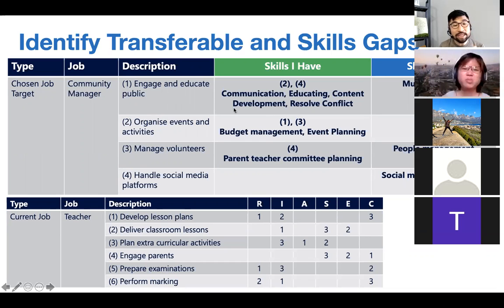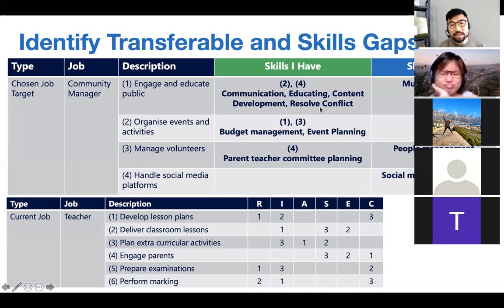And I highlight the skills that I actually use. I use communication, I educate, I do content development, I resolve conflict, especially among parents. So these are skills that are very transferable towards this particular job task required of a community manager.